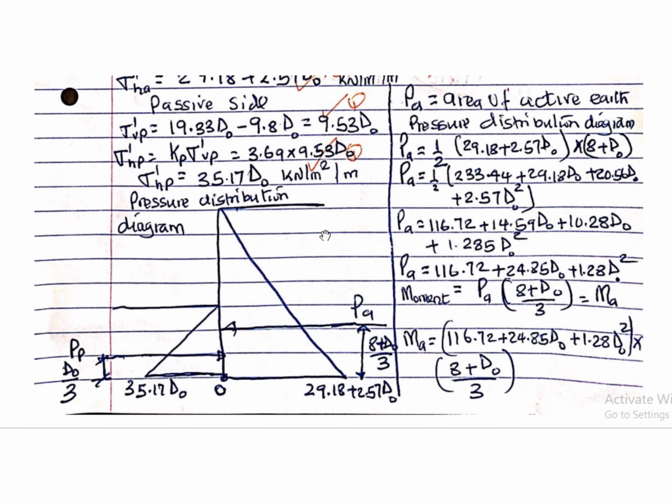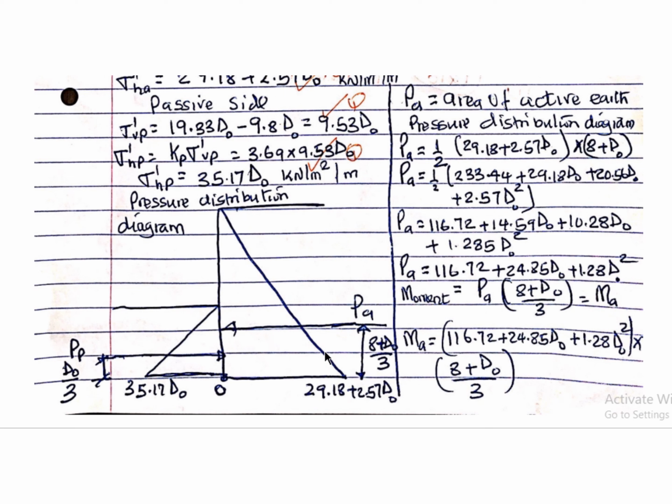35.17 d naught kilonewton per meter squared per meter. So we can derive the pressure distribution diagram on the active side and also on the passive side. The force on the passive side would be Pa, and because these are triangular distributions, it acts at the height divided by 3, as has been shown. So on the passive side as well, the center of action is at the height divided by 3.